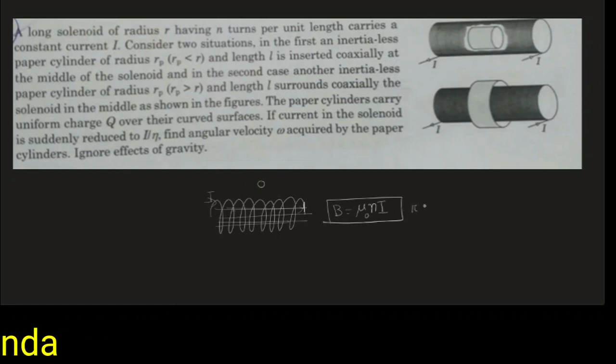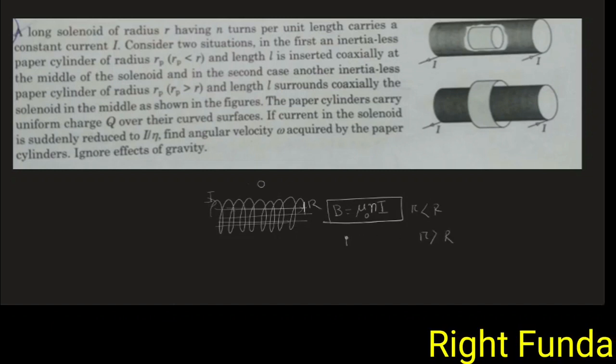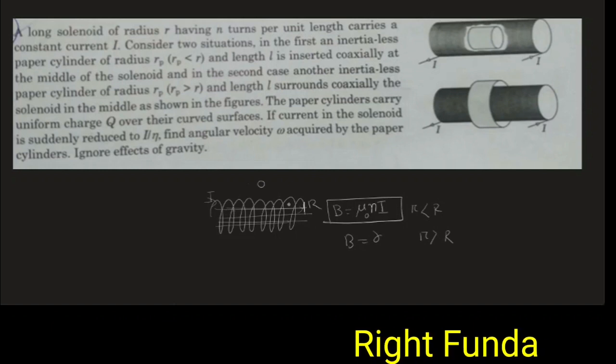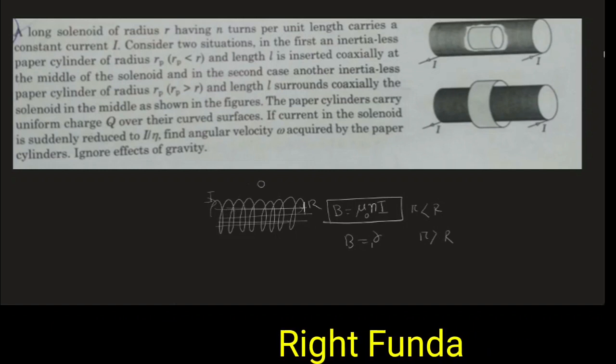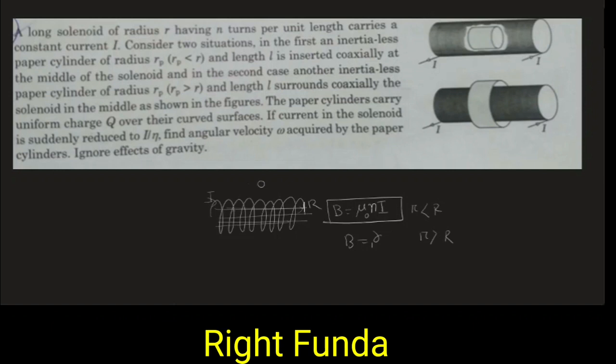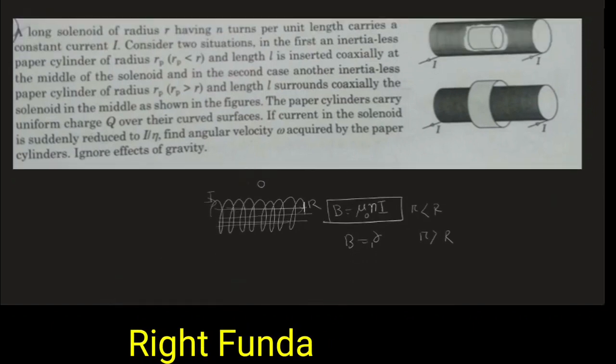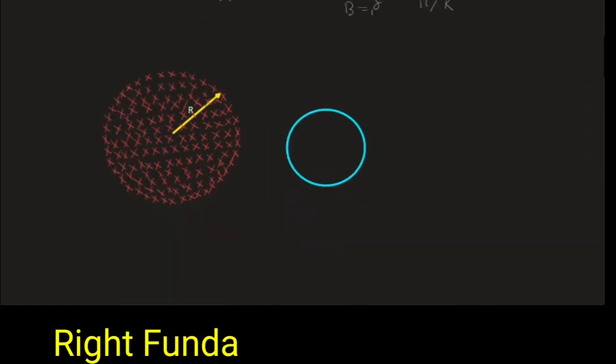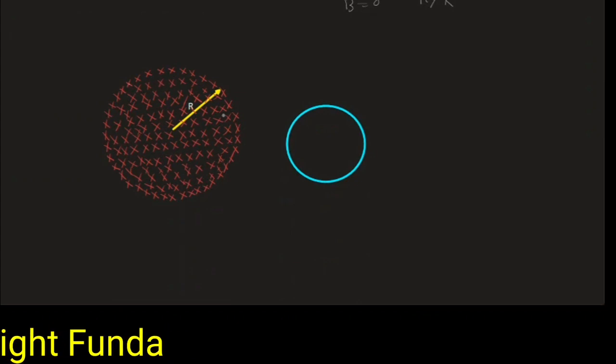So for r less than R, B is mu naught n I, and for r greater than R, B will be equal to 0. So if a current flows, the magnetic field exists only inside. Now suppose I take the cross-sectional view of the solenoid, as seen from the top side. The magnetic field exists here, and outside there is no magnetic field.